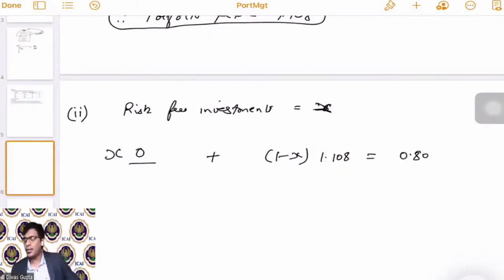The total should be 0.80. Now why is it 0? Because risk-free investments are where there is no risk. There is no sensitivity of return with respect to anything. If in the market the return happens to be 13%, 20%, 7%, nothing is going to change the risk-free investment return. Correct? So there is no sensitivity at all. Hence it is 0.